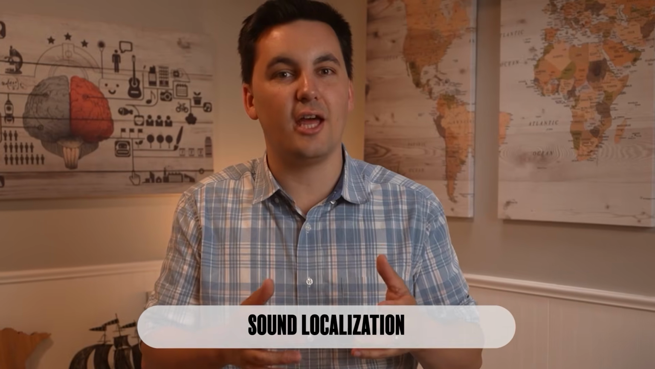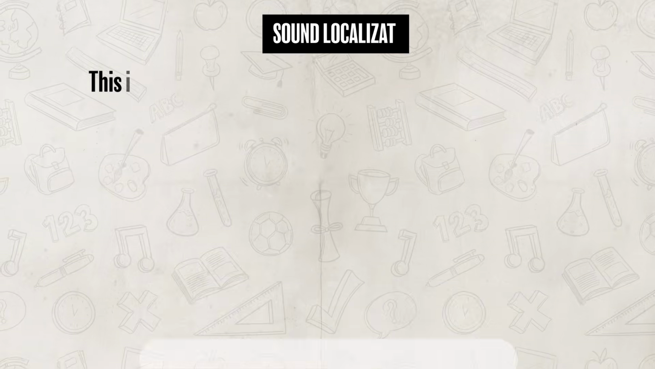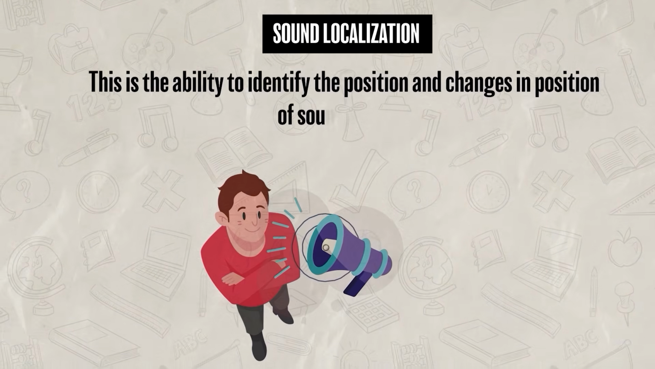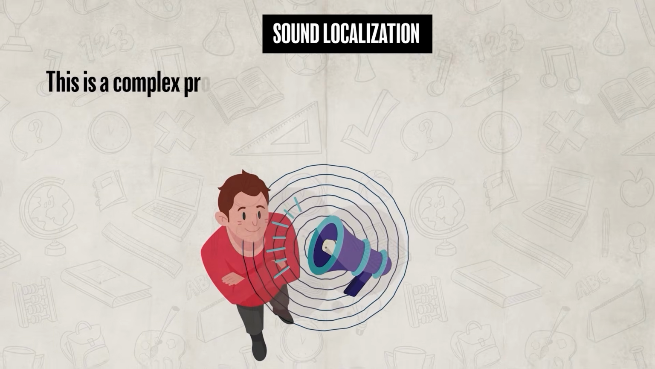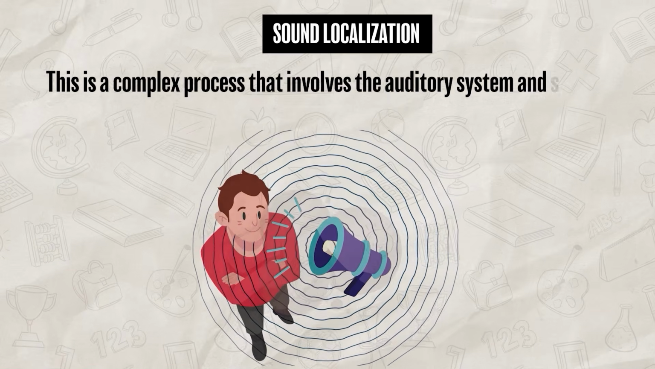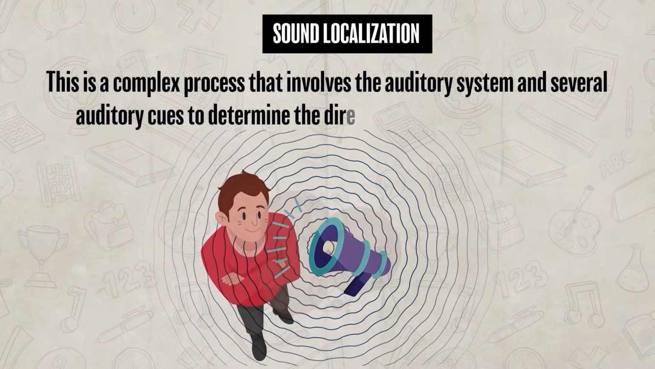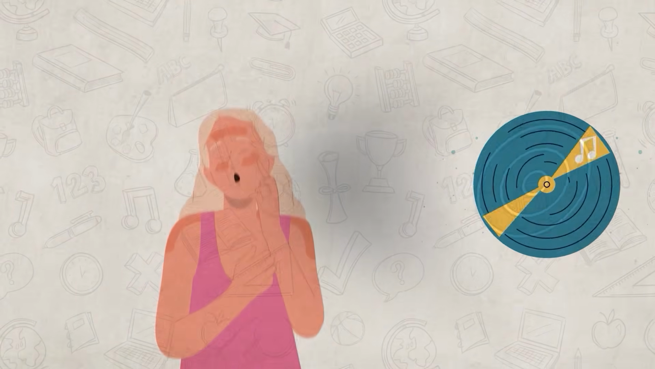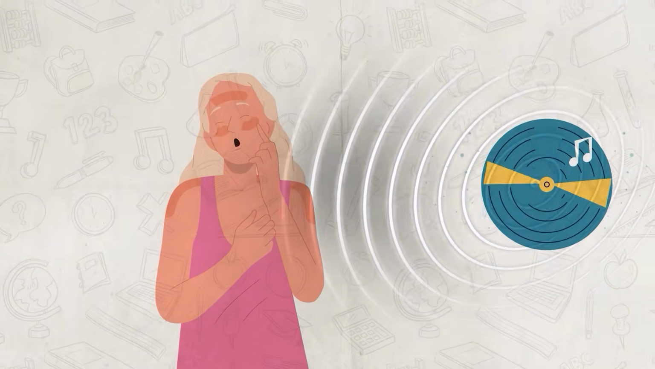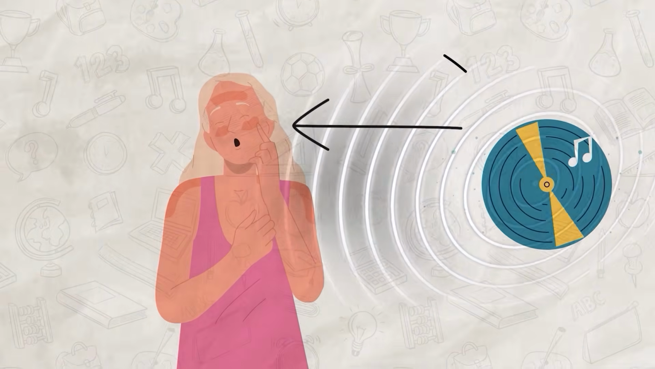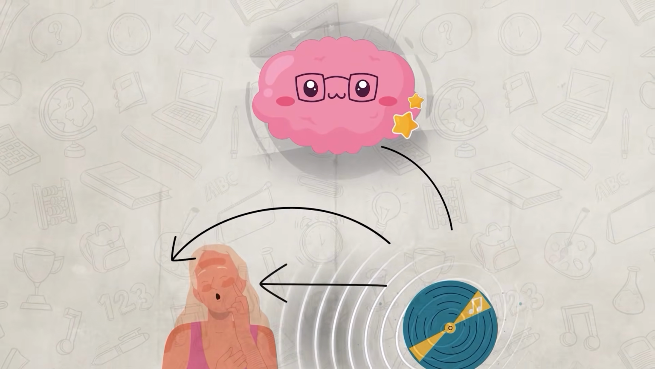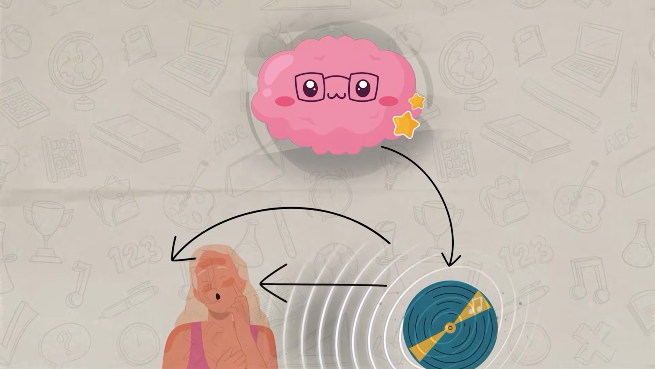Now, when it comes to sound, you also need to understand sound localization. This is the ability to identify the position and changes in the position of sound sources. This is a complex process that involves the auditory system and several auditory cues to determine the direction and distance of sounds. Say a sound comes from your right side. This will result in the sound reaching your right ear slightly before your left ear. Your brain notices this small difference and uses that to locate the direction of the sound.